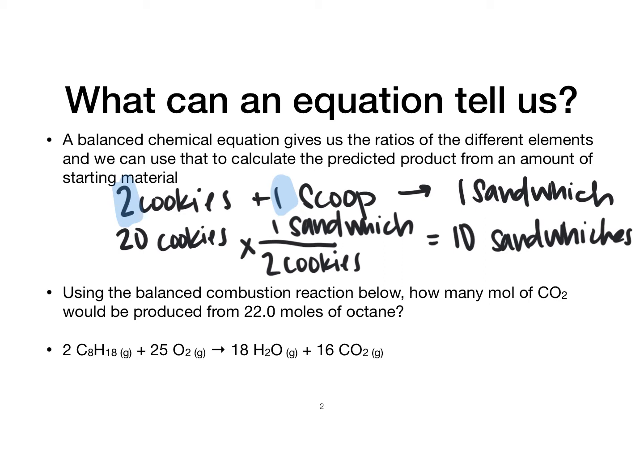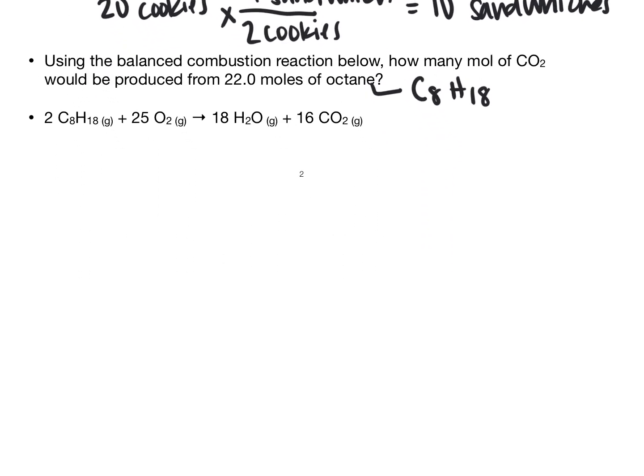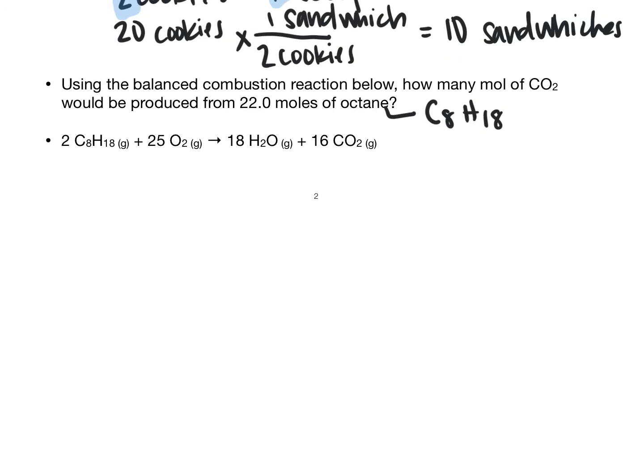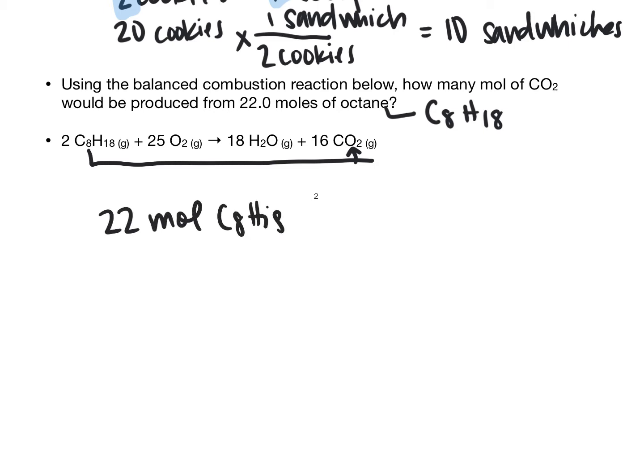So let's look at a more directly related chemical example. In this case, it says using the balanced combustion reaction below, how many moles of CO2 would be produced from 22 moles of octane? Now, octane is C8H18. So in this case, I'm going to slide the slide up a little bit. And so in this case, we are going to convert octane to CO2. So we want to go from here to here. So if we start with 22 moles of C8H18, we want to convert that into carbon dioxide.